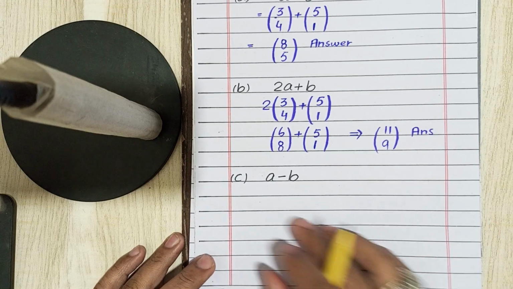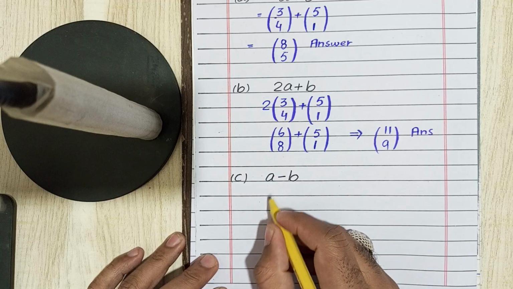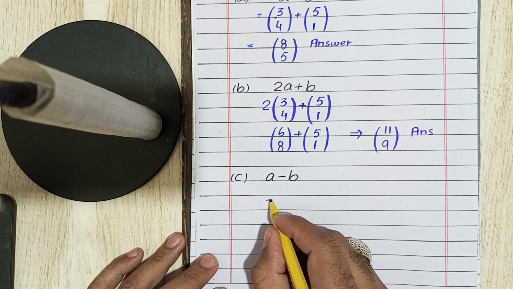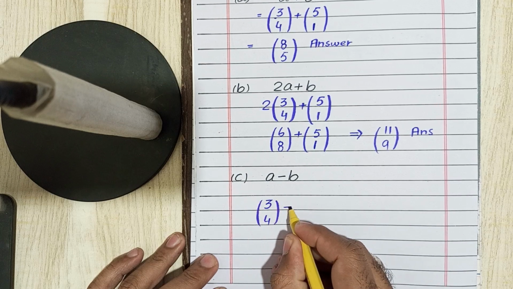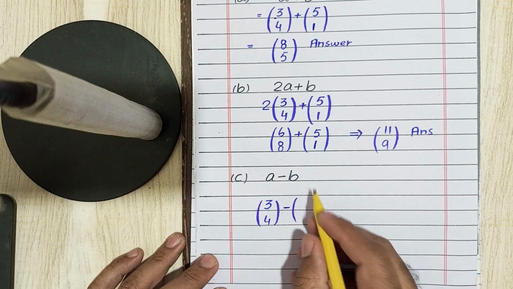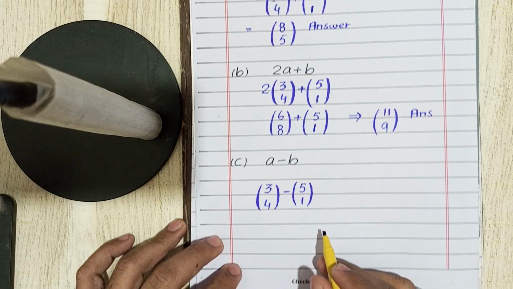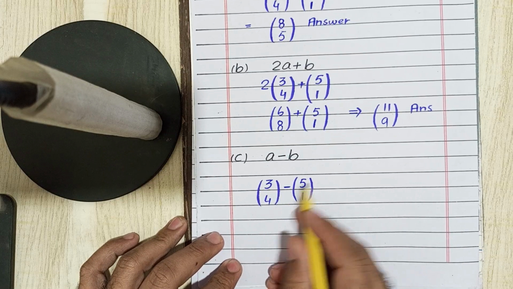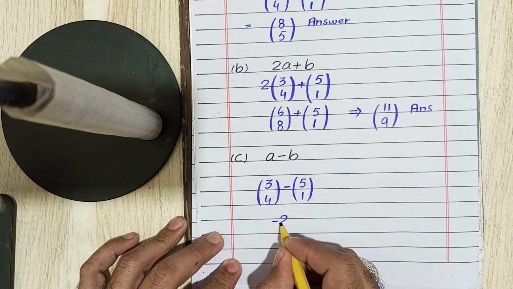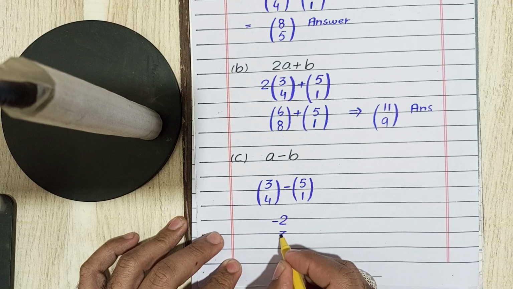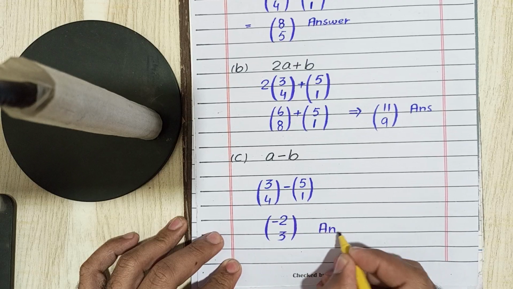Now our next question, in part C, we have A minus B. First of all we write vector A has value 3, 4, minus column vector B has value 5, 1. Now we subtract these terms. So 3 minus 5 we have negative 2. 4 minus 1 we have 3. So this is our final answer. I hope you got it.